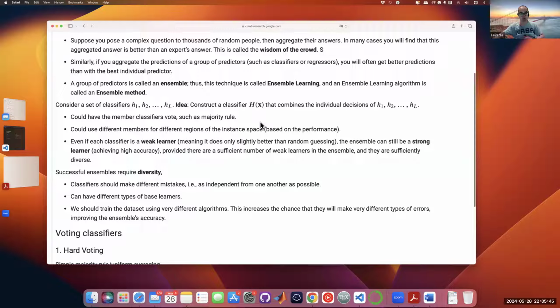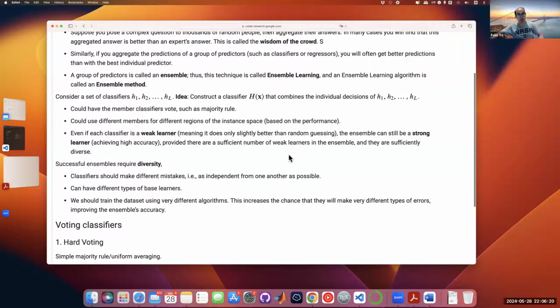You can also use different classifiers for different regions of the instance space. For example, you may find that for a particular problem, logistic regression works better in a very specific region. Then you can use logistic regression solely in that area based on its performance. This can also be done.